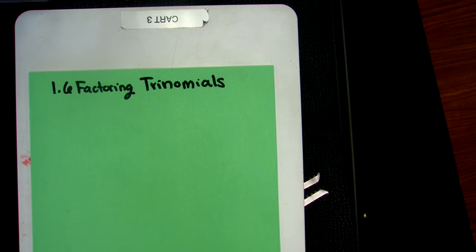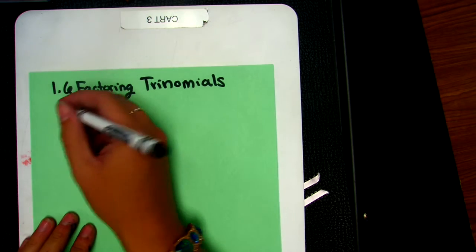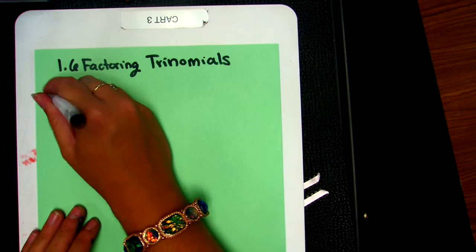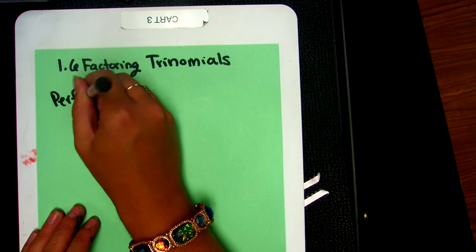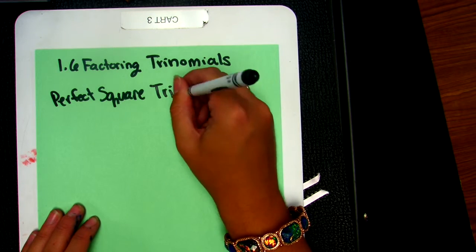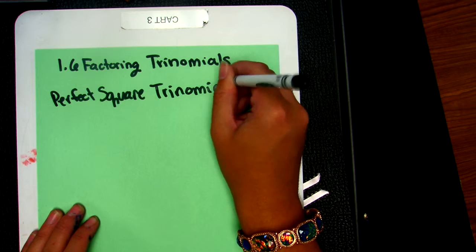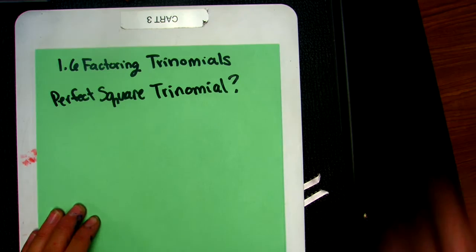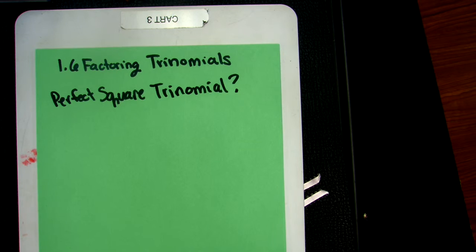One way to help you do this a little bit faster is if you can recognize what we call perfect square trinomials. So let's go ahead and discuss what a perfect square trinomial is, because if we can recognize it, then all we have to use is our formula, and we don't have to do trial and error guesswork. A perfect square trinomial has first and last terms which are perfect squares.